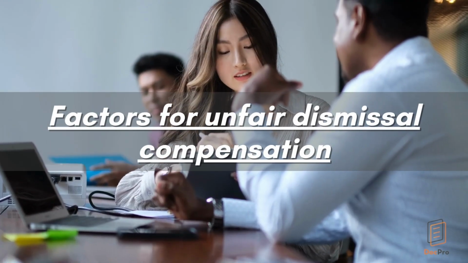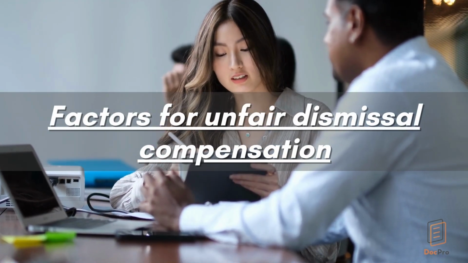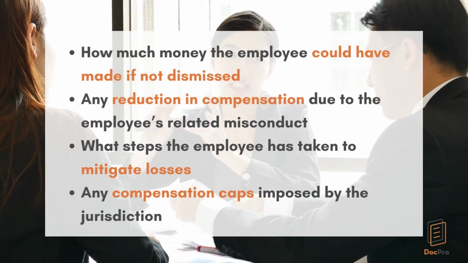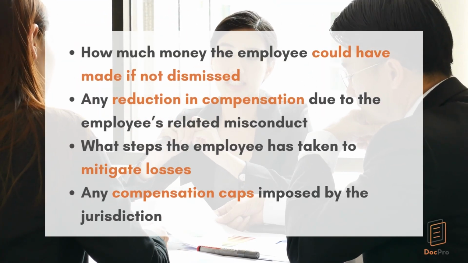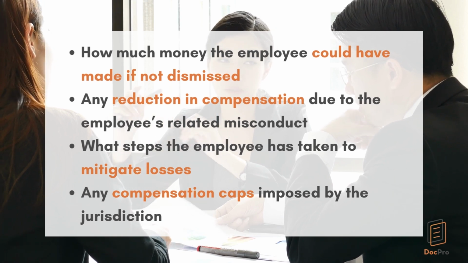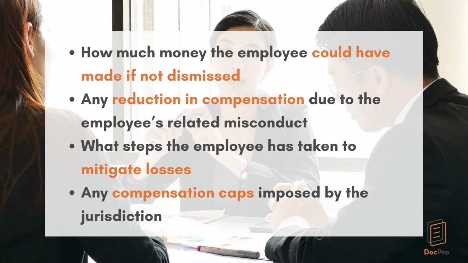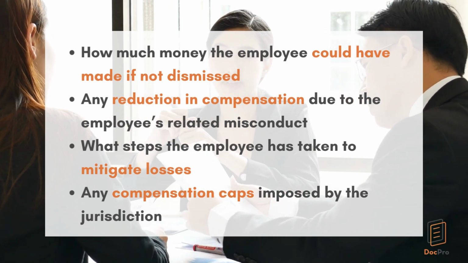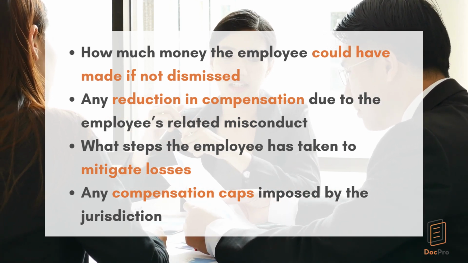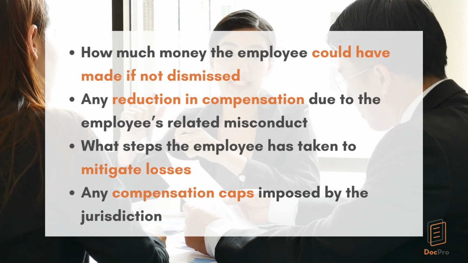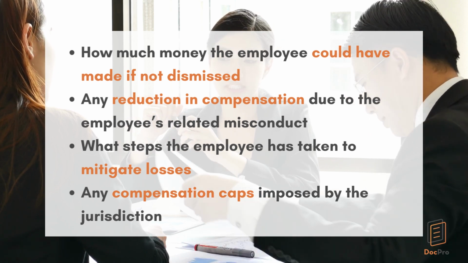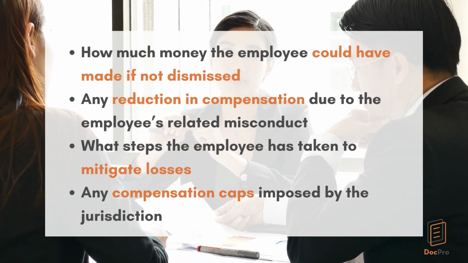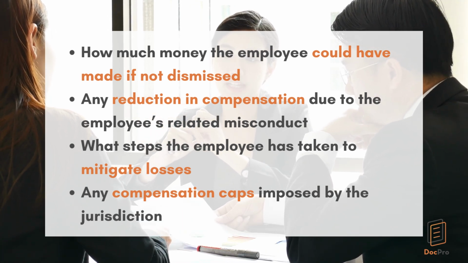If an unfair dismissal claim is successful, compensation is generally calculated using the following factors: how much money the employee could have made if not dismissed, deducting the money the employee has made since dismissal. They may also factor in any reduction in compensation due to the employee's related misconduct, what steps the employee has taken to mitigate losses, such as finding another job, or any compensation caps which are imposed by local laws.